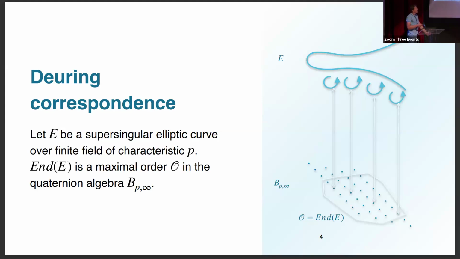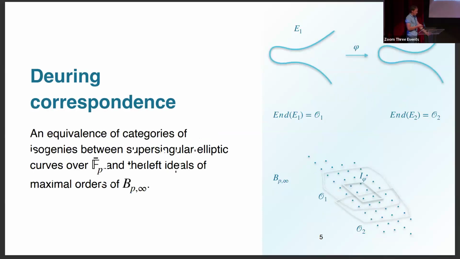Yeah, for example, if you have a supersingular elliptic curve over some finite field P, then each endomorphism on this curve can be seen as a quaternion element in a quaternion algebra that is ramified at P and infinity. And there's more about this correspondence.